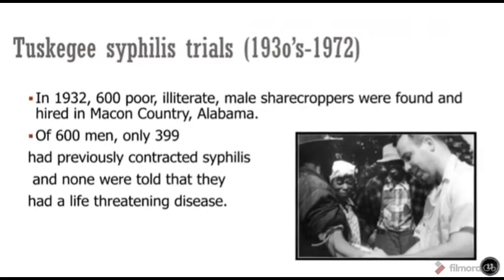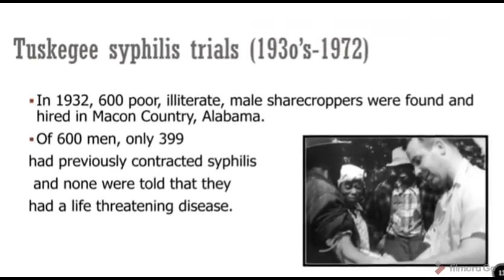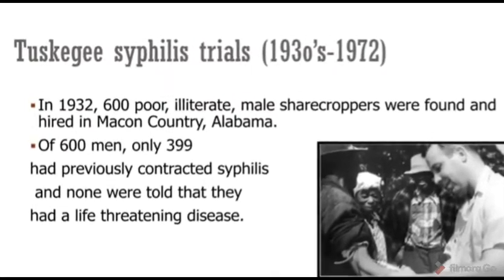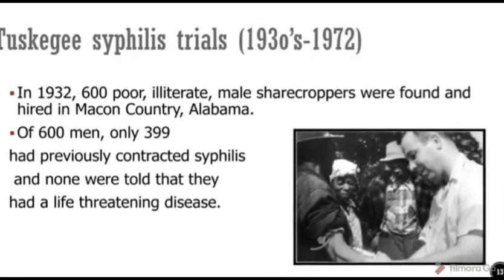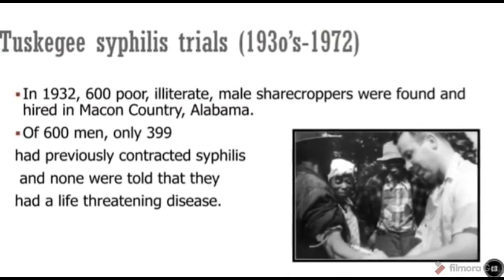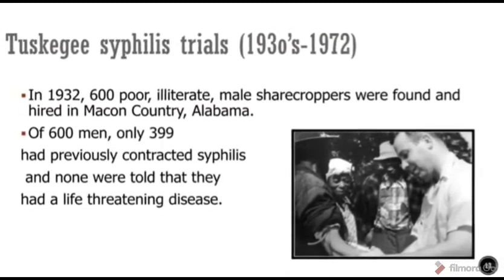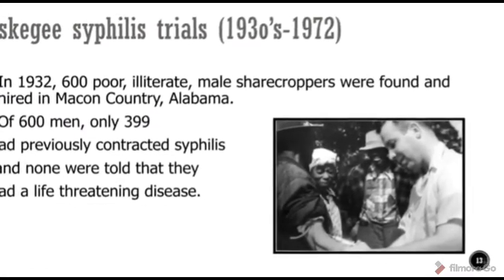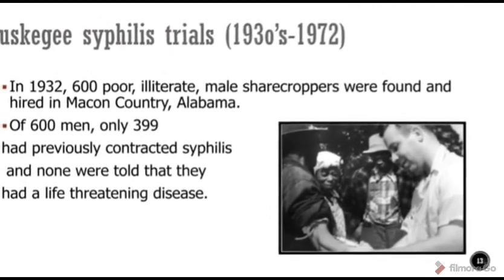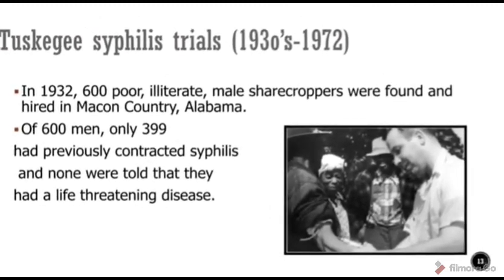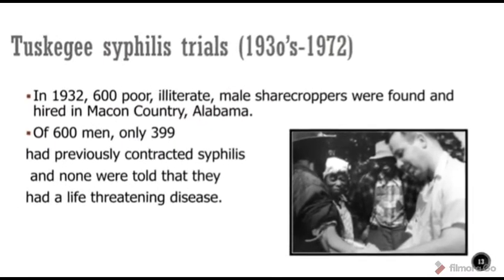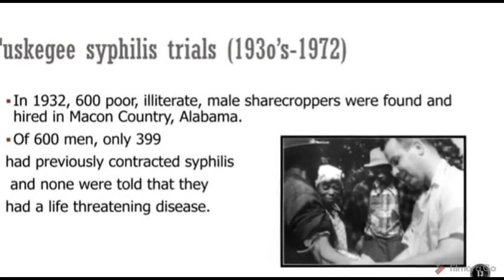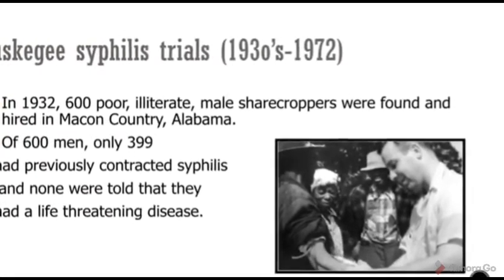Next, we have the Tuskegee syphilis trials from the 1930s to 1972. These men were just told they were receiving free health care, meals, and burial insurance in exchange for participating in the experiment. Victims of the study, aside from the men who were hired, also include the wives who contracted the disease and children born with congenital syphilis. When the patients felt something wrong, they would just say that they had bad blood, that the medication was kicking the bad stuff out of them.